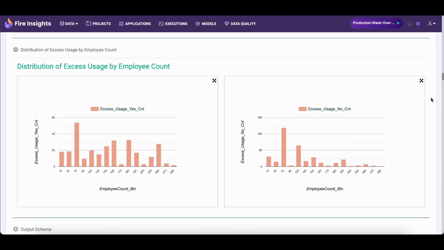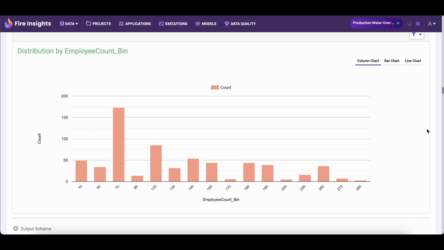The first graph that we created was the distribution of excess usage by employee count. This splits each of the companies by their employee count into various bins, and then it counts the number of excess usage, either ones or zeros, in the remaining data set. We can see that while the lower employee count companies have more absolute excess usage, the high employee count companies actually have less usage by a percentage of the total.